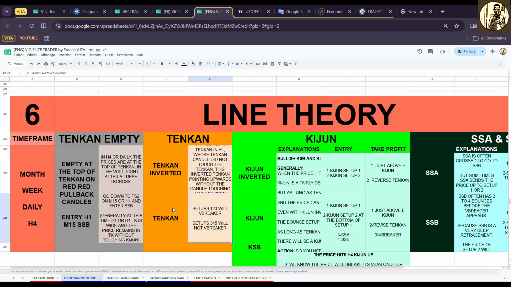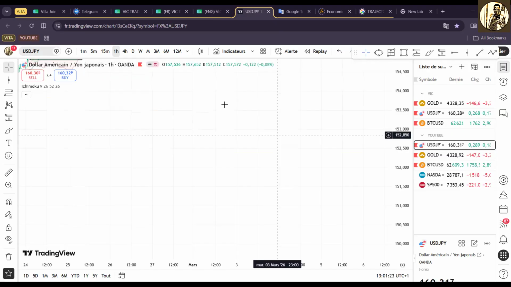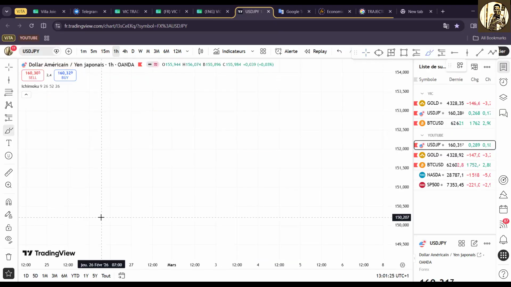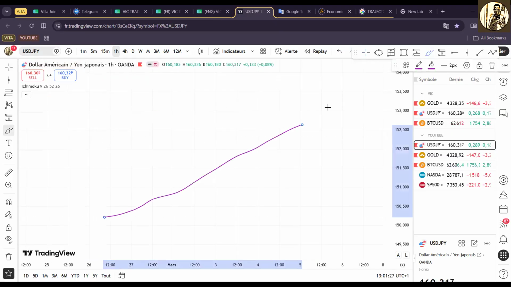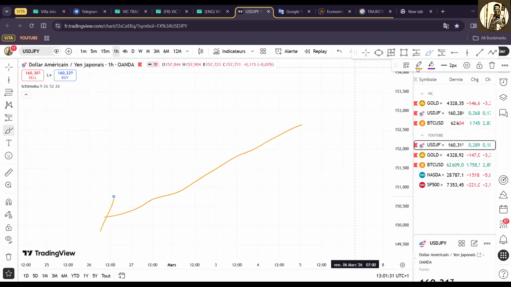Now, for the second Tenkan, the setup 1, 2, 3 will create a V breaker, and then the setup 3, 4, 5 will not V breaker certainly. So what I mean by that is, if Tenkan is bended to the upside like this, the price moves toward the upside this way.